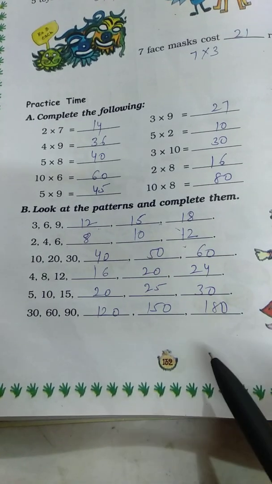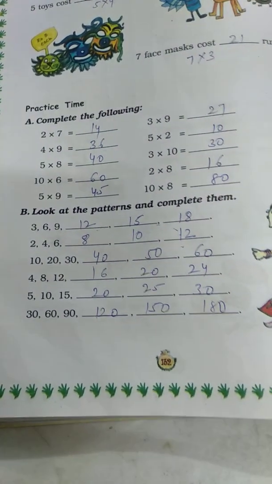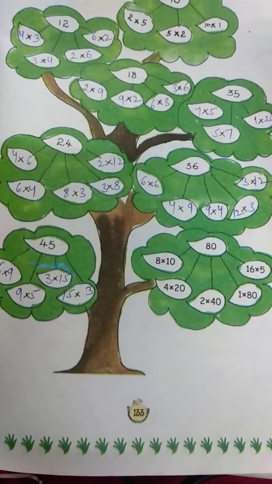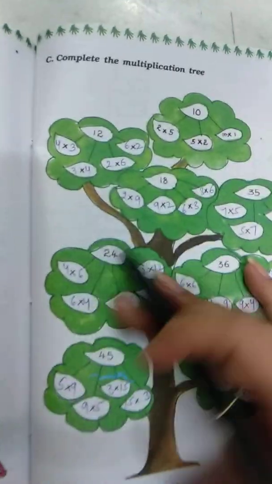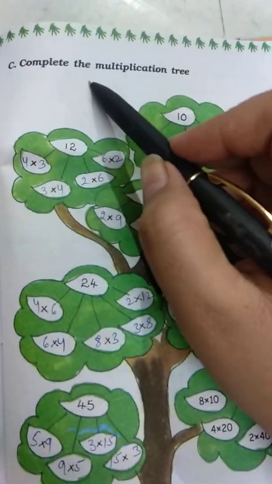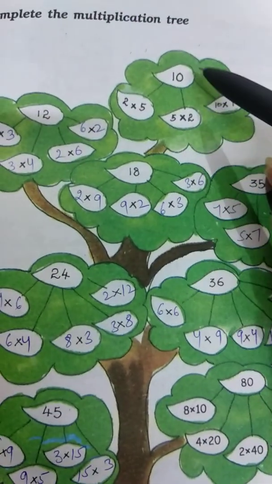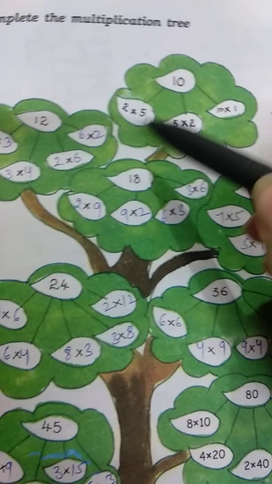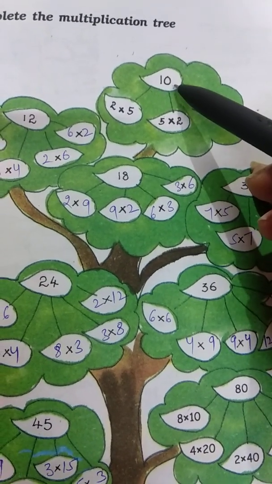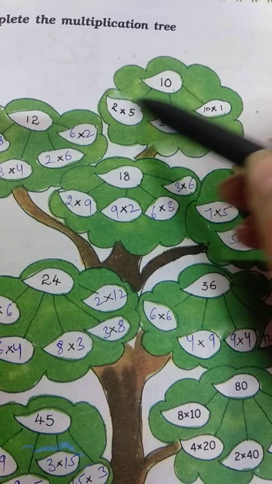In the same way you have to complete this page. Now come to the next page, 133. It is very simple, so you can do it very easily. Complete the multiplication tree. Children, see very carefully. See, this is a multiplication tree. In this 10 is here, and how will you get the 10 in the tables?